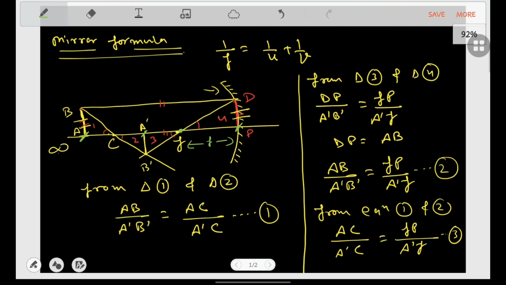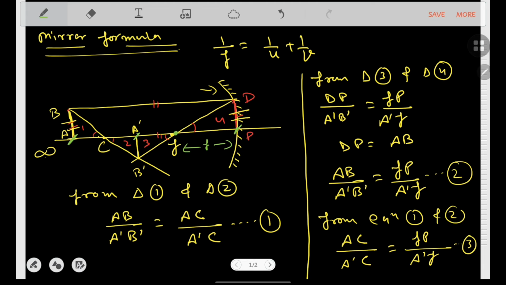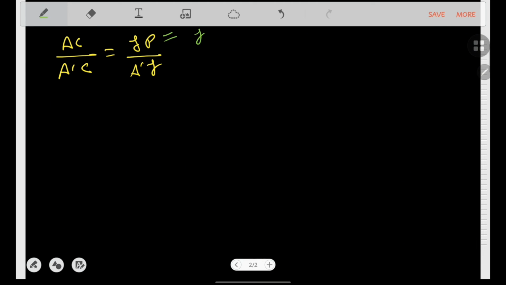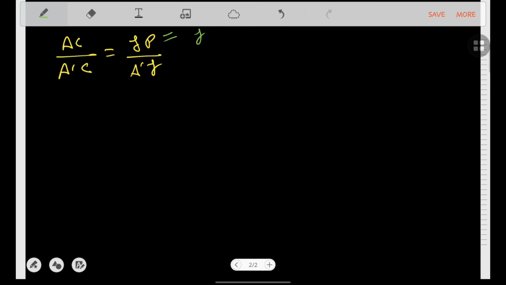But here on the next page I have seen what the relation is coming: AC upon A dash C equals FP upon A dash F. So I think FP is equal to the focal length, because here it's exactly the same. But all the other things, like AC upon A dash C and A dash F, don't have any value here. So we will interchange these into the standard form, just like AC.